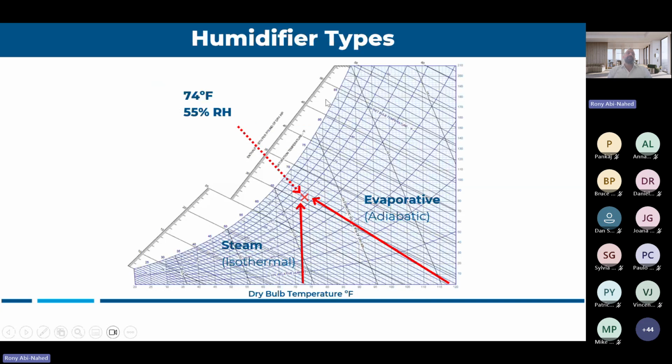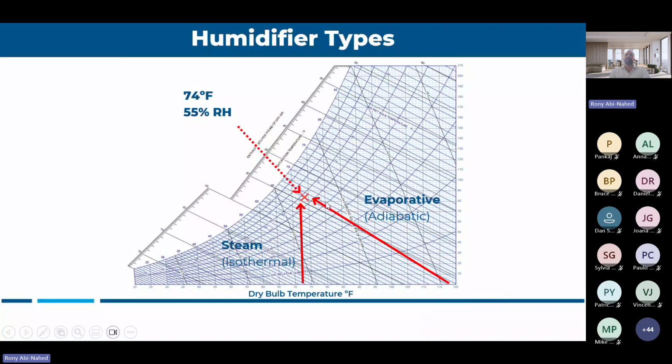So when you're designing a job, you always have two options. You can go isothermal, so you're just injecting steam in your space, using an external source of energy, even gas, electricity, or the boiler steam. Or you can go adiabatic, where you are injecting humidity, but at the same time, you are cooling down the temperature.